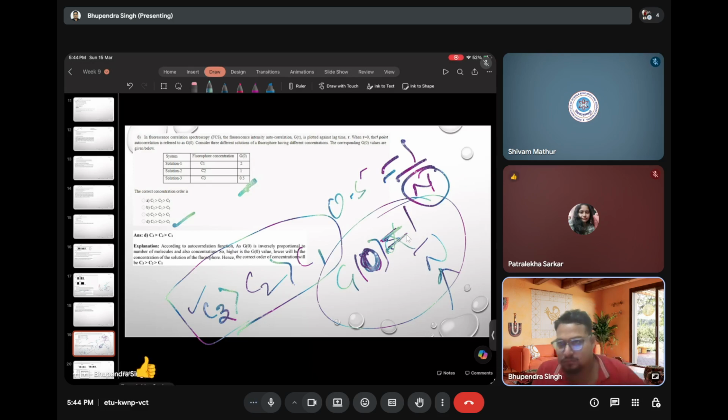Any doubt? Okay, fine. So I am reading the explanation. According to the autocorrelation function, G0 is inversely proportional to the number of molecules and also the concentration. So the higher the G value, the lower the concentration of the fluorophore solution. Hence, the correct order of concentration will be C3 is greater than C2 is greater than C1. This is too easy. Patlekha and Shivam, all good to go?